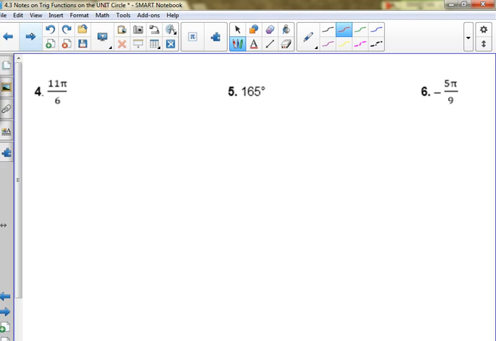We're still doing reference angles here? Do we need to do all these? Okay, I'll do number 4 real quick. Is this more than 2 pi? 12/6 would be 2, right? If I think of this as 180, guys, 180 divided by 6 is 30. Everybody okay? 30 times 11 is 330. So it's right over here. 11 pi over 6 is the same as 330.